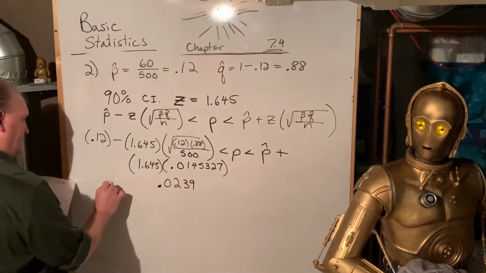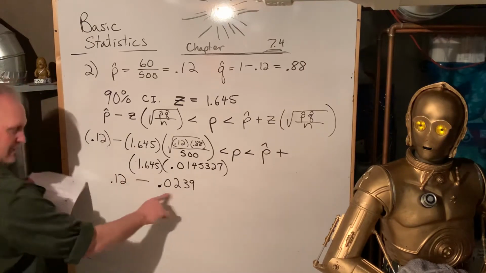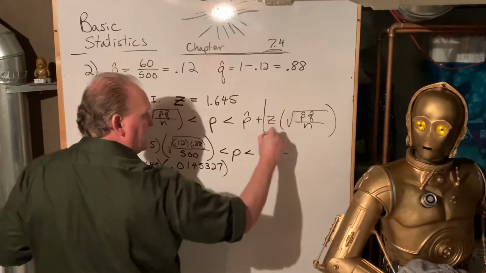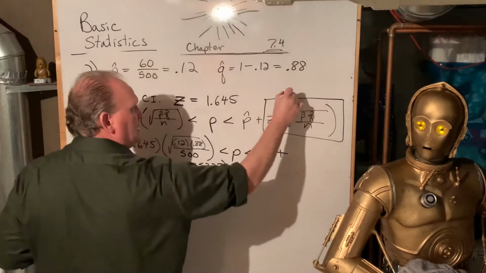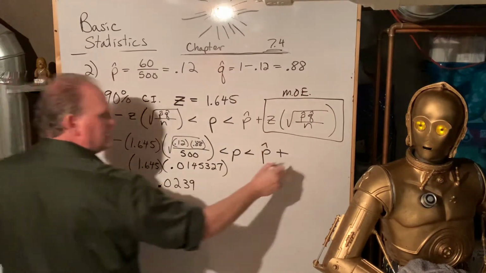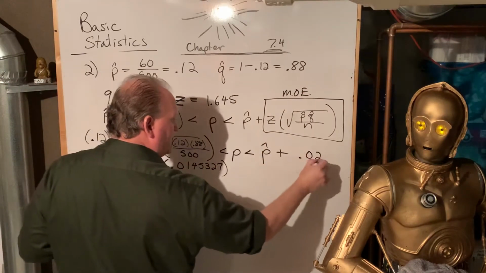So this 0.0239 is my margin of error right here. This little piece of the puzzle is the margin of error. So the 0.0239 is the margin of error. So we're going to put that in right there.